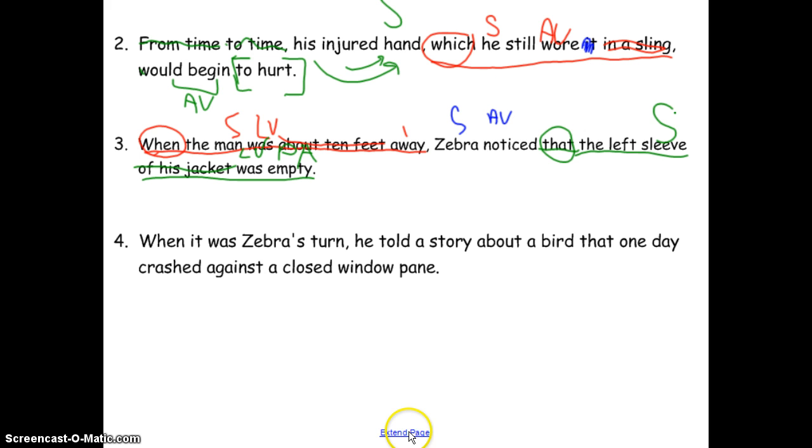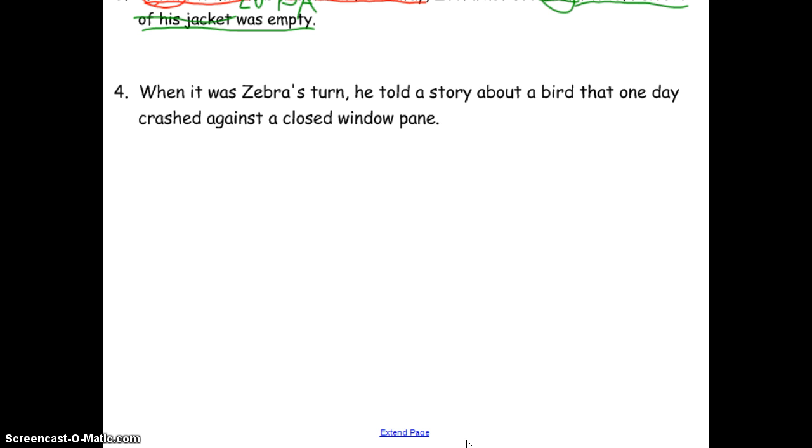All right. The last one, number 4. When it was Zebra's turn, he told a story about a bird that one day crashed against a window pane. Jillian. No. So we have 2 dependent clauses. When is your subordinating conjunction? When it was Zebra's turn. Now, let's think. What's your subject?